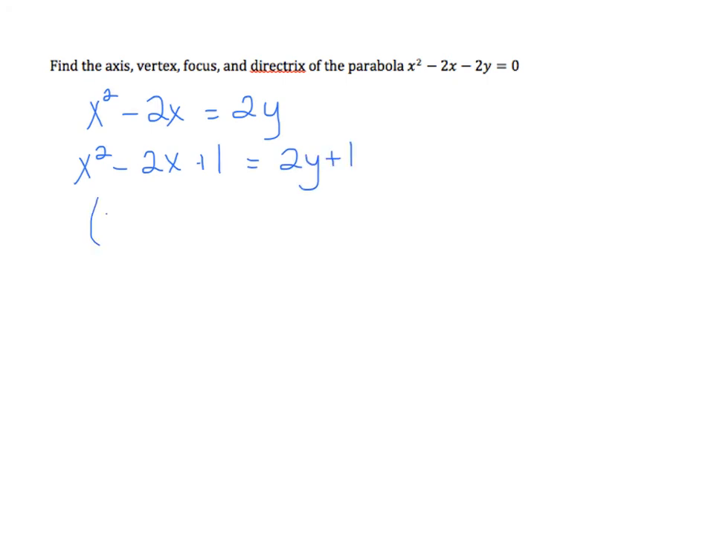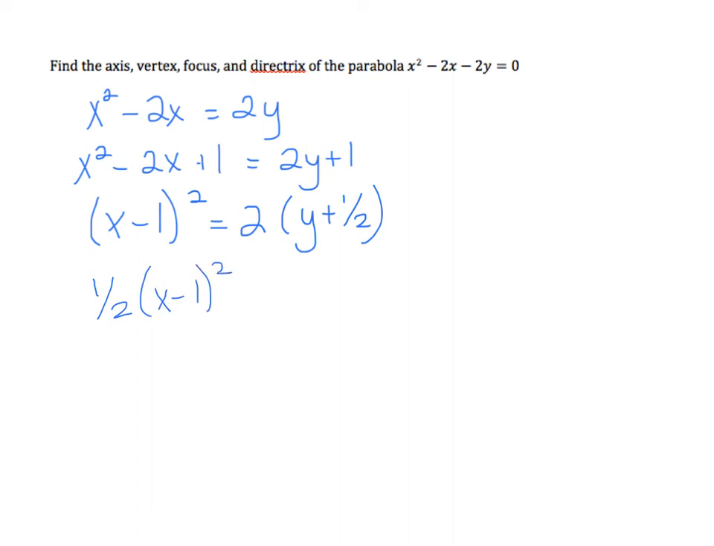On the left, I get x minus 1, quantity squared. On the right, I'm actually going to factor out that 2 and make that y plus 1/2. Then I need to bring this 2 over to the other side. So that's going to give us 1/2 x minus 1 squared is equal to y plus 1/2. We tend to not like our equations this way. We tend to like y first. Now that I'm here, I need axis, vertex, focus, and directrix.